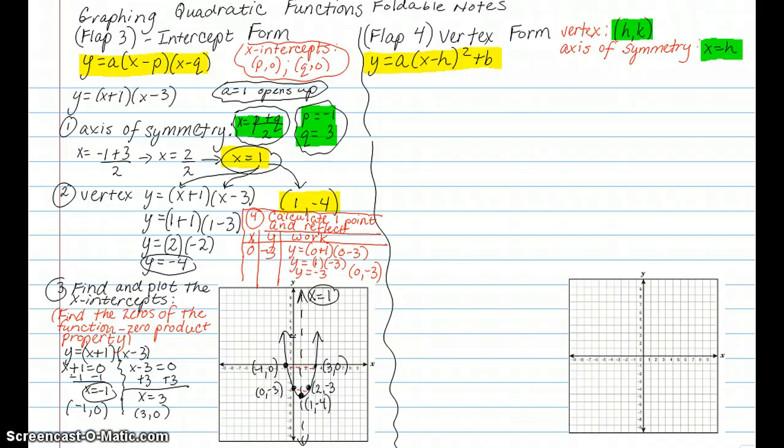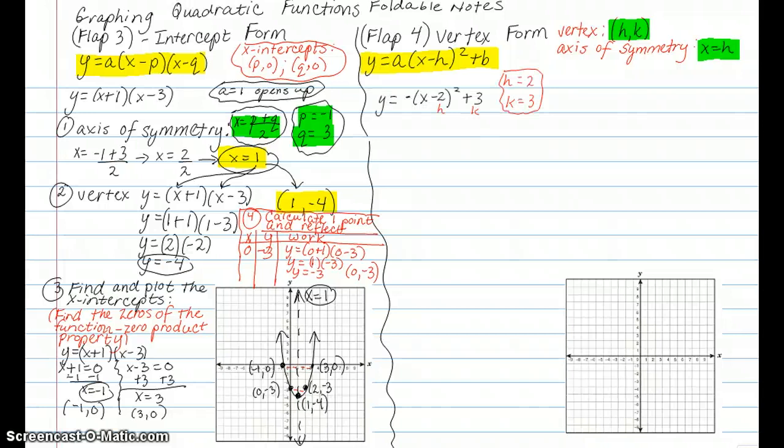All right, now we're going to move on to flap 4, which is the vertex form. Okay, in the vertex form, flap 4 is y equals a, that's the leading coefficient, times x minus h in parentheses squared plus k. And our vertex is (h, k), and our axis of symmetry is x equals h.